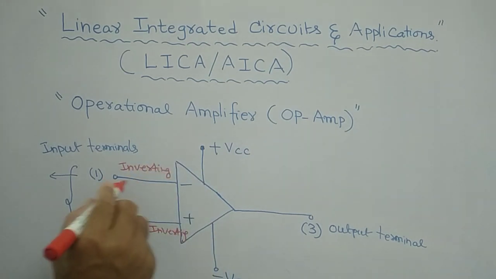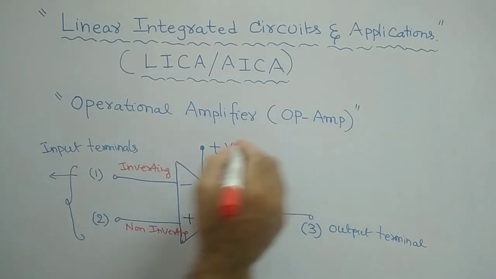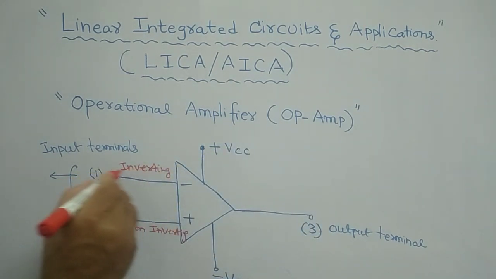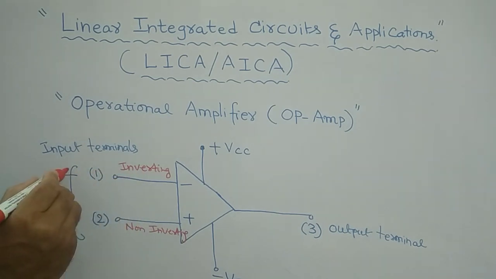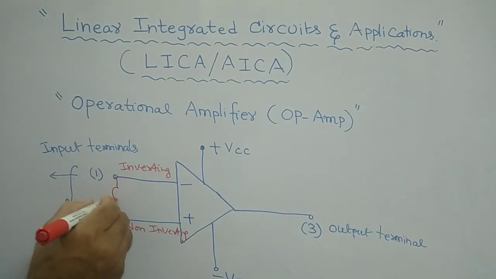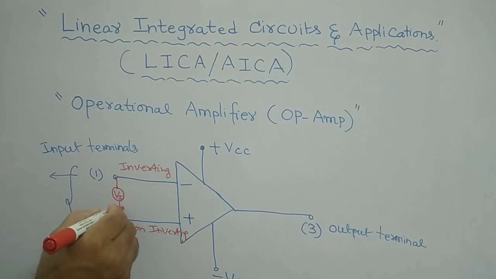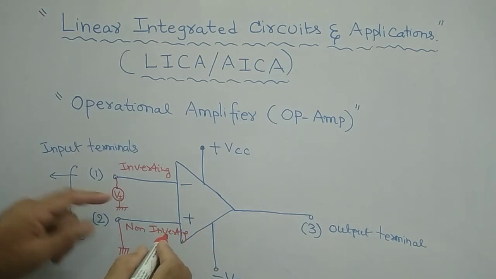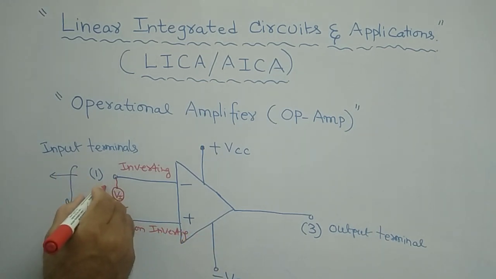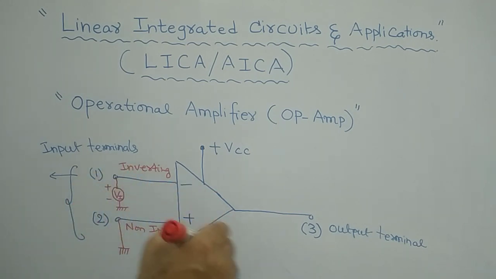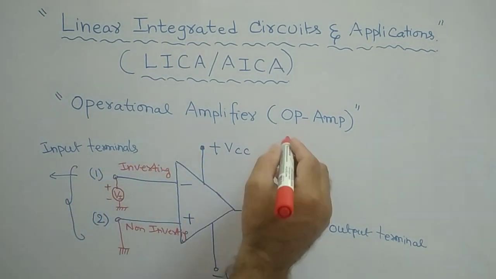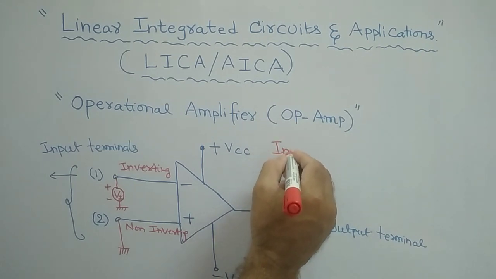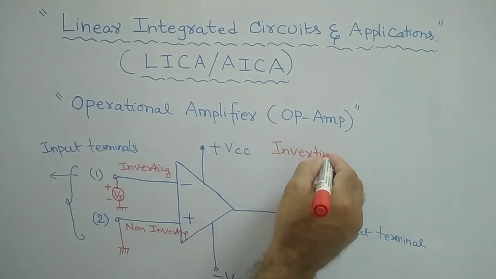If the input is given to the minus terminal, remember that. Let us say this is my Vi I am giving here. In this case the plus terminal must be grounded. Here Vi is the input, and you are applying your input to the inverting terminal. In this case this op amp is called an inverting amplifier.